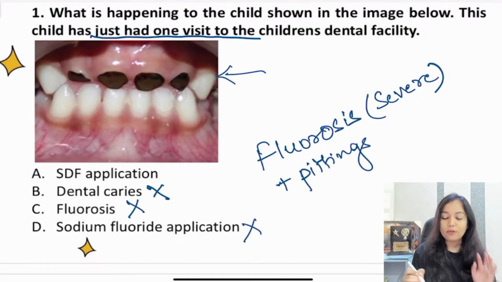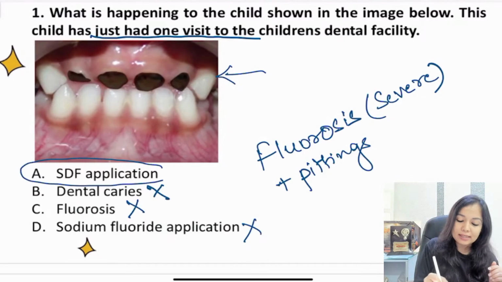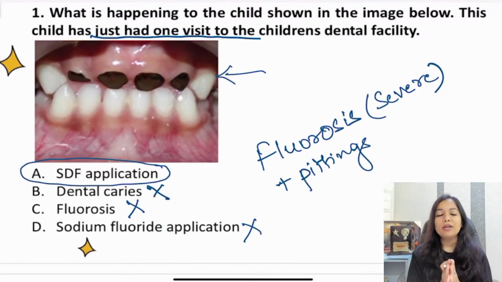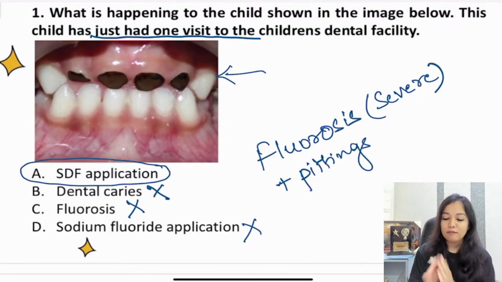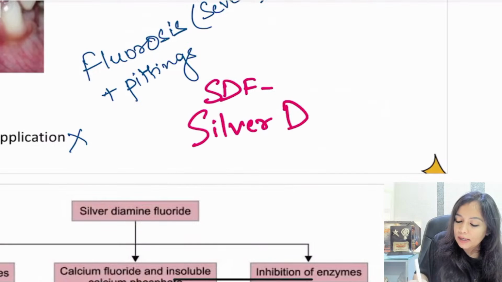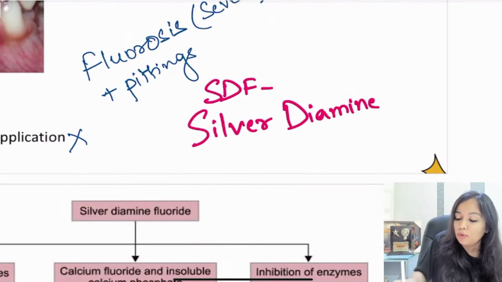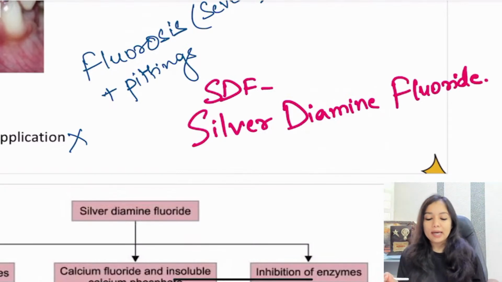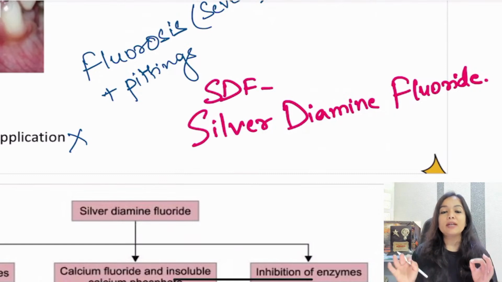It is not sodium fluoride application as well, because sodium fluoride is not known to cause any discoloration of the teeth. So definitely the answer here is SDF application. So why do we apply SDF? We apply SDF because of what silver diamine fluoride does. So what is SDF? SDF is silver diamine fluoride. This is a form of fluoride that can arrest the active carious lesion also.